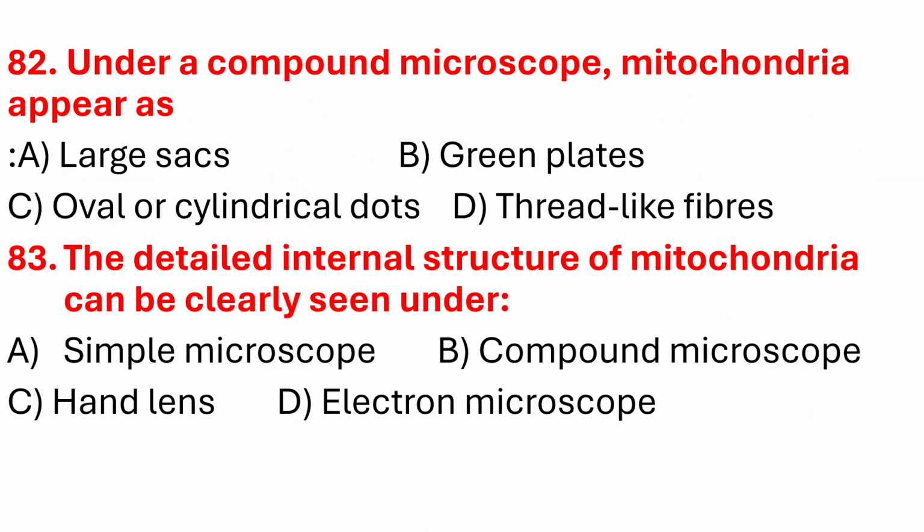Under a compound microscope, mitochondria appear as large green plates, oval or cylindrical dots, thread-like fibers. Oval or cylindrical dots. The detailed internal structure of mitochondria can be clearly seen under an electron microscope.